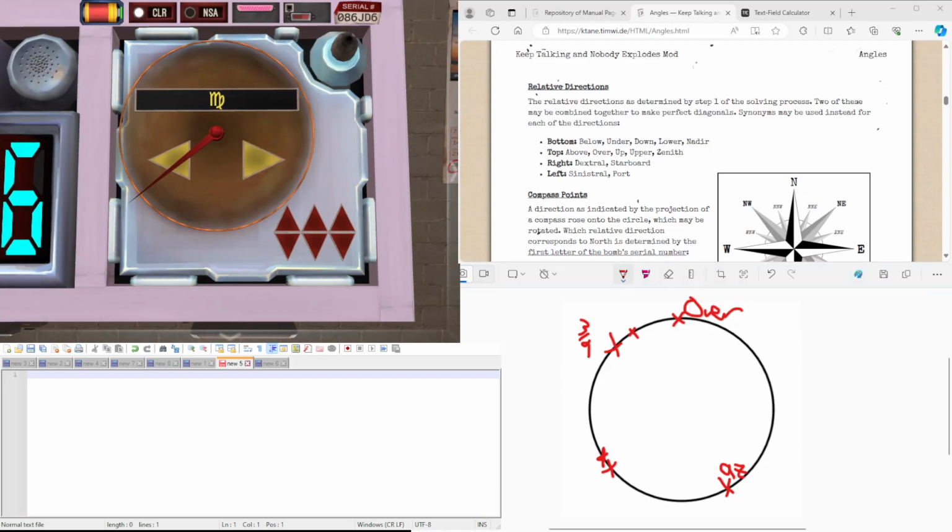This one was one of the Virgo. This is the Virgo one, I think. This was the Cartesian coordinate. This one was port bottom.